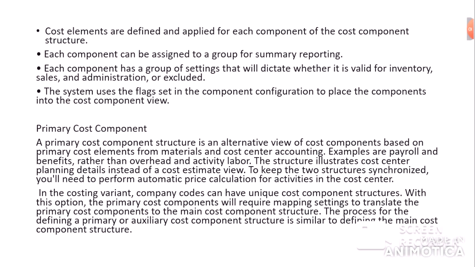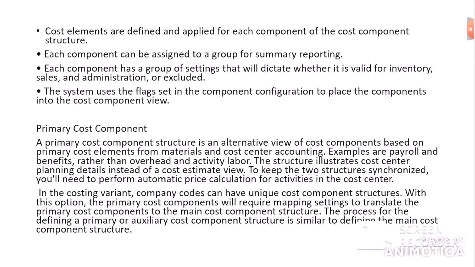Primary cost component. A primary cost component structure is an alternate view of cost components based on primary cost elements from materials and costs, and are payroll and benefits rather than overhead and activity labor. The structure illustrates cost center planning details instead of a cost estimate view. To keep the two structures synchronized, you will need to perform automatic price calculation for activities in the cost center.